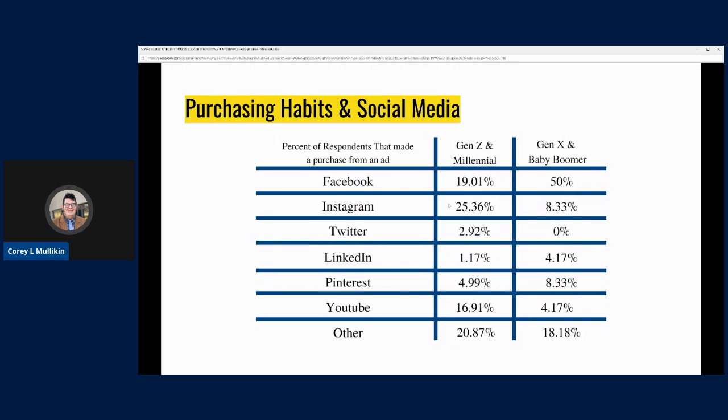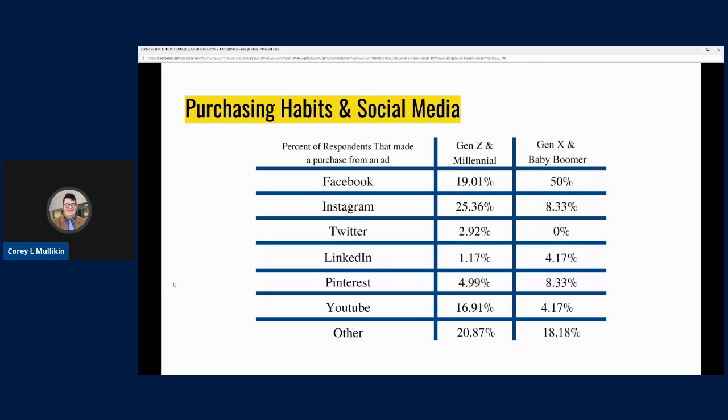And Gen X and baby boomers are a lot less likely to buy. What's the primary age group there? Younger. What age groups were more likely to say, yeah, I listen to influencers? These younger ones. Twitter, a lot less likely. Few people bought off Twitter. Only a few ever purchased off LinkedIn. Only a few ever bought off Pinterest. And more people bought off YouTube. And again, where are those influencers at? And who bought more but those younger?